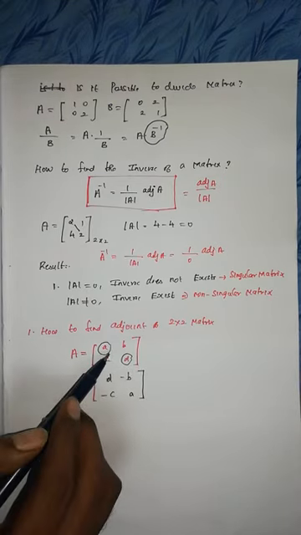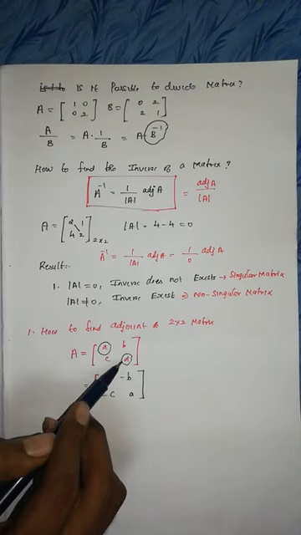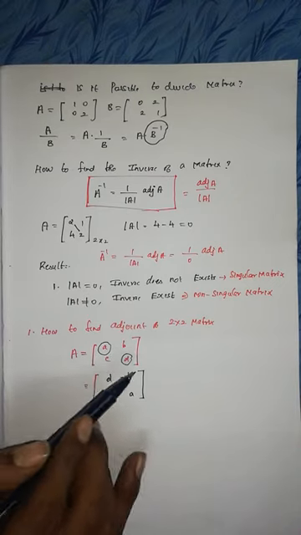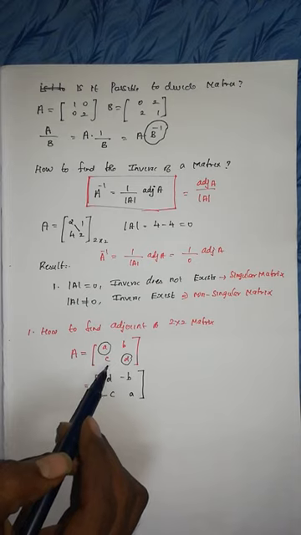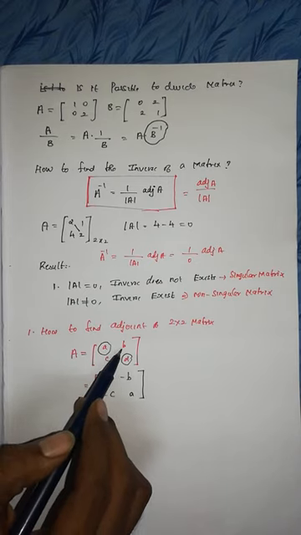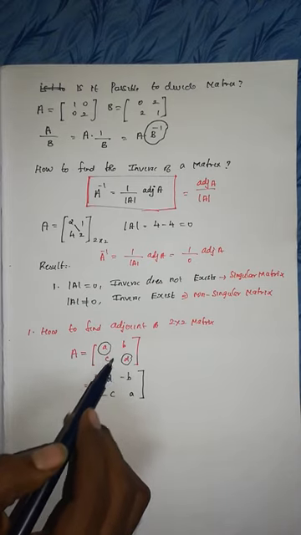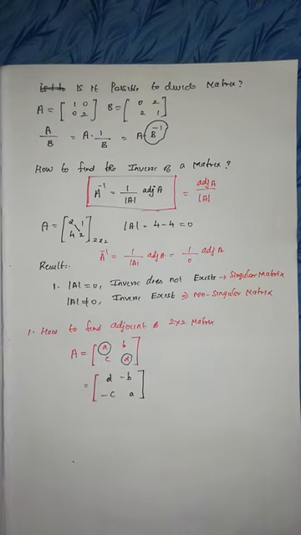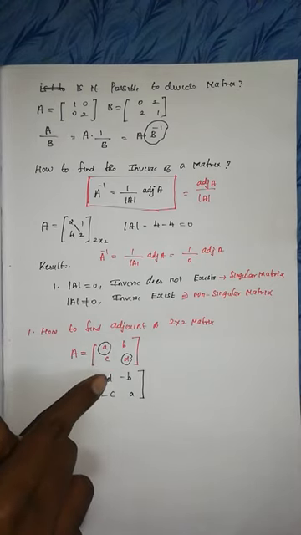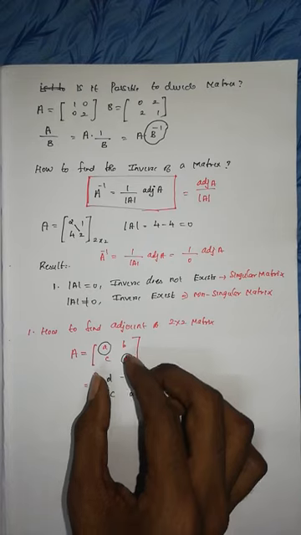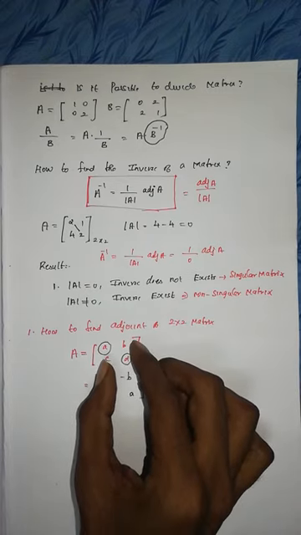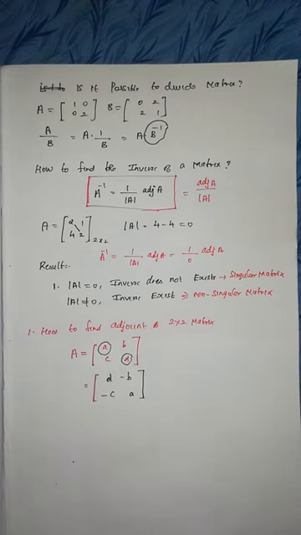So first I'm interchanging these two numbers, and I'm multiplying the other two numbers by a negative sign. I'm not interchanging this diagonal, I'm just multiplying by a negative sign. So D comes here, A goes here. These two numbers remain in the same place, but we have to multiply them by minus.